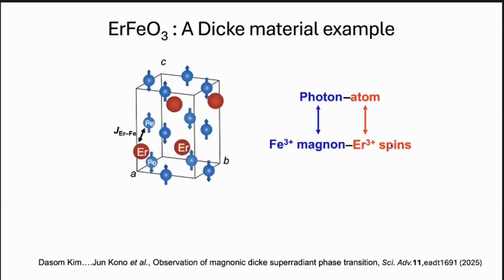So recently, earlier this year, there was a paper from Professor Jun Kono's group where they observed that erbium orthoferrite is an example of such a Dicke material. The idea is analogous: in this material, there are two kinds of magnetically ordered spins, iron and erbium. The iron ones have strong spin exchange coupling among them, so they supply the magnons, which are the bosonic modes. And then these erbium atoms act as independent spins, so those are the atoms in this Dicke model.